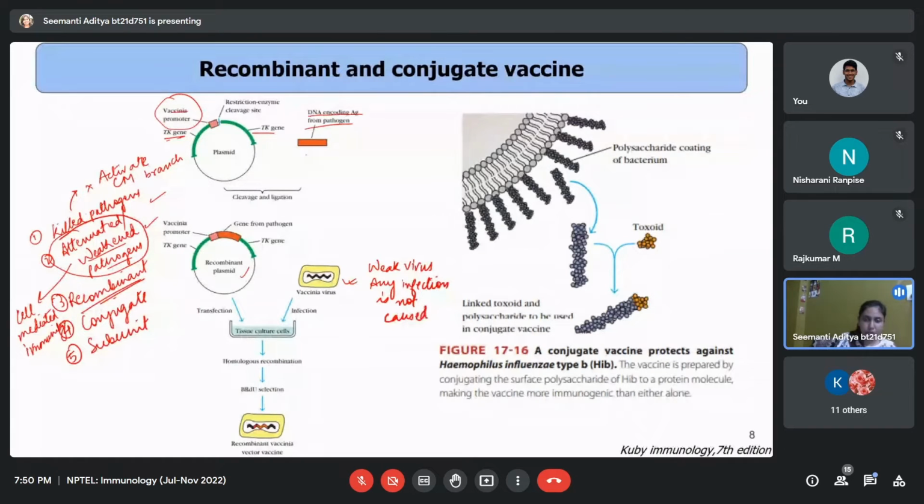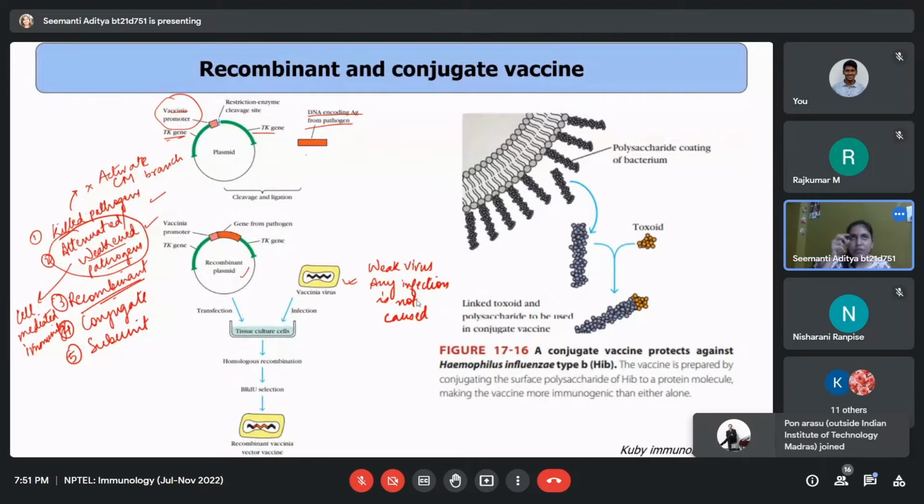The smallpox vaccine that was generated was against this vaccinia virus. So vaccinia virus is now a weakened virus and does not cause any kind of infection. So this virus is now transfected along with this recombinant plasmid in the tissue culture cells. These are the cells where you are transfecting both of these.